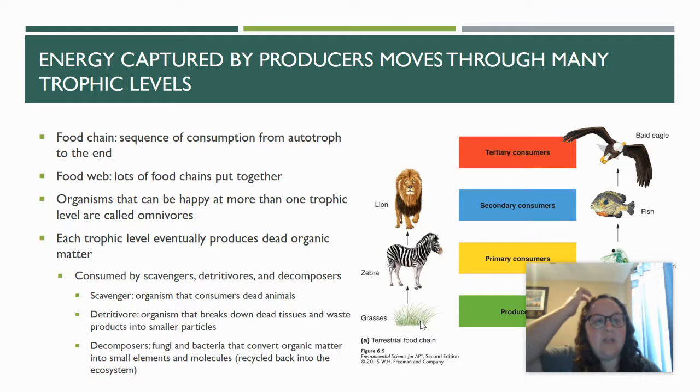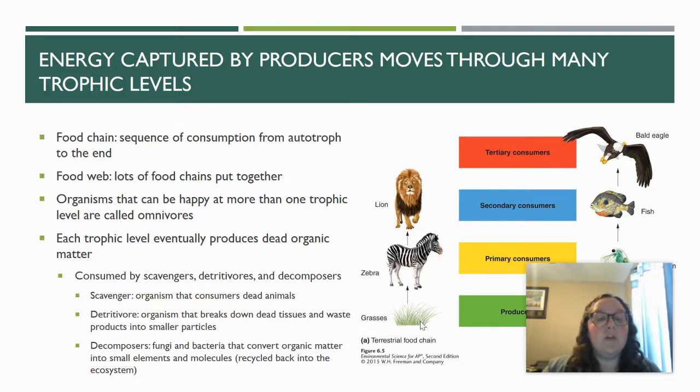A food chain is just the sequence of consumption from autotroph to wherever the end is. And then the food web is a bunch of food chains in an area put together. Lots of organisms can be happy at more than one trophic level, and we call them omnivores. My hope is that you are an omnivore and like to eat producers as well as other consumers. If you choose not to eat other consumers, that's cool too.